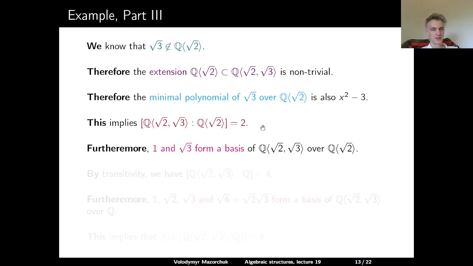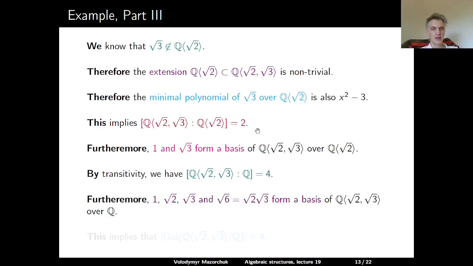So now by transitivity, so we first extended Q by the square root of 2, and then also by the square root of 3. In both cases we had an extension of degree 2. By transitivity, the extension from Q to the Q with both elements added has degree 4. And as a basis, we should take the product of the two bases which we got before. So we get 1, the square root of 2, the square root of 3, and the square root of 6, which is the product of the square root of 2 and the square root of 3. So these four elements form a basis of our bigger field over Q.